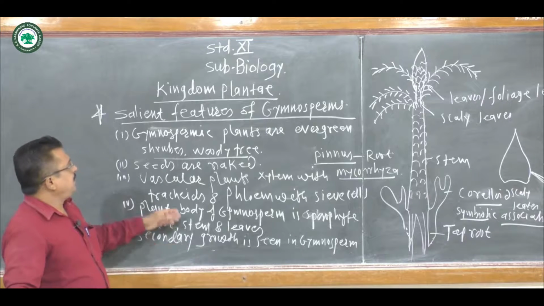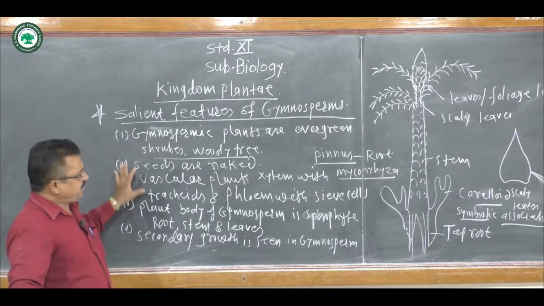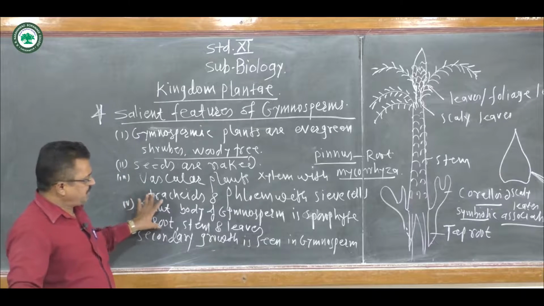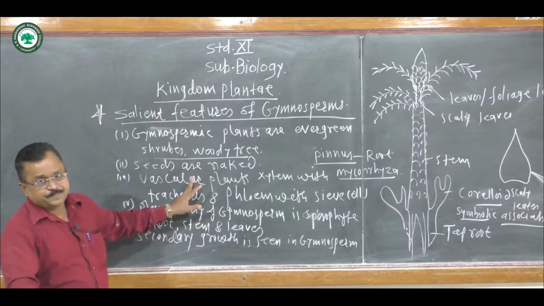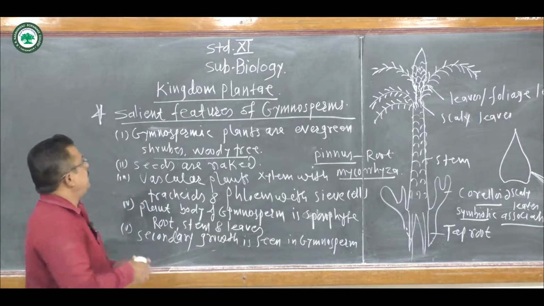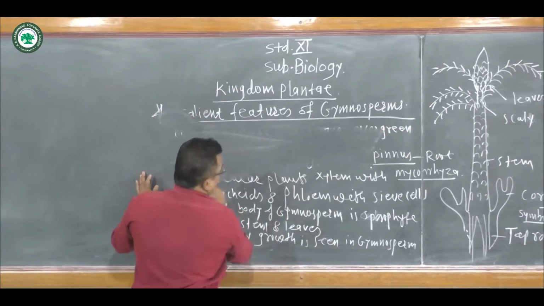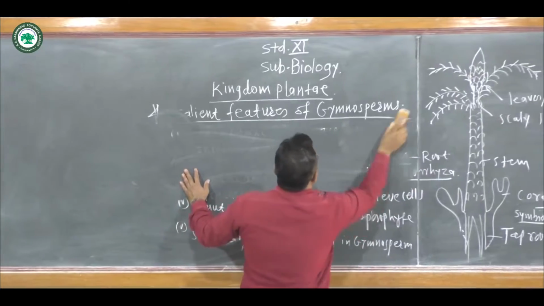Okay, in this way, the salient features or general characters of gymnosperms have been seen. Then the next point is the salient features of angiosperms.